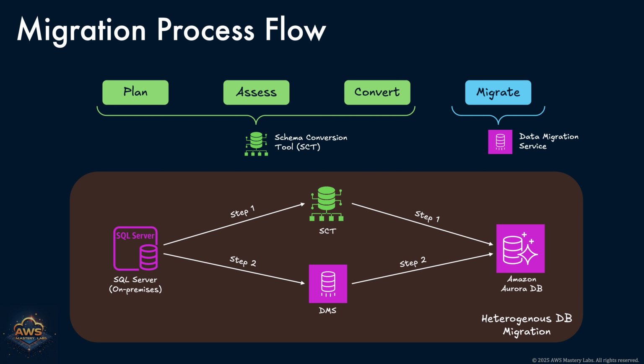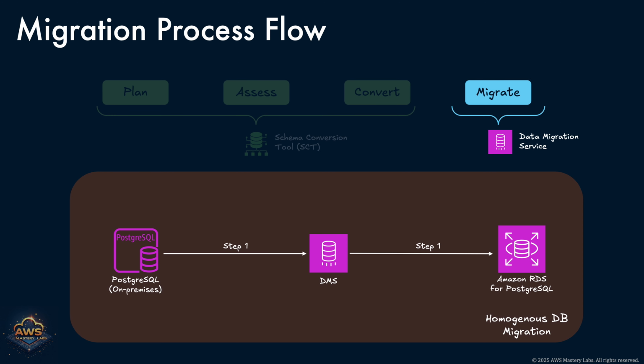Once the schema has been converted and deployed on the Aurora target, we move into the migration phase. This is where DMS comes in. DMS connects to the on-prem SQL Server and starts with a full data load. After that, it switches to change data capture mode, continuously replicating changes from the source to the target to ensure that the two systems stay in sync. Such a structured approach is the foundation for reliable, scalable, and successful heterogeneous migrations to AWS.